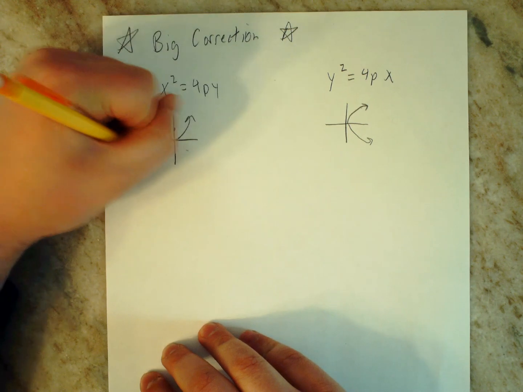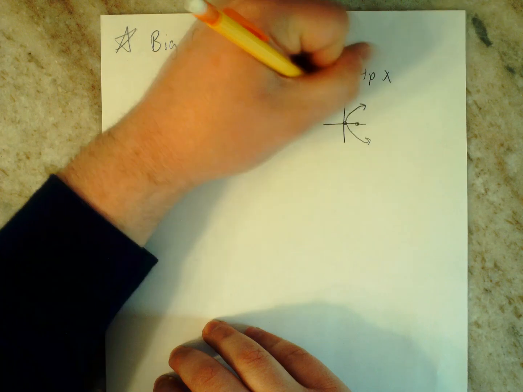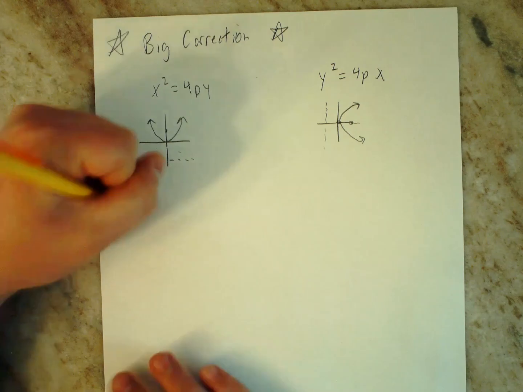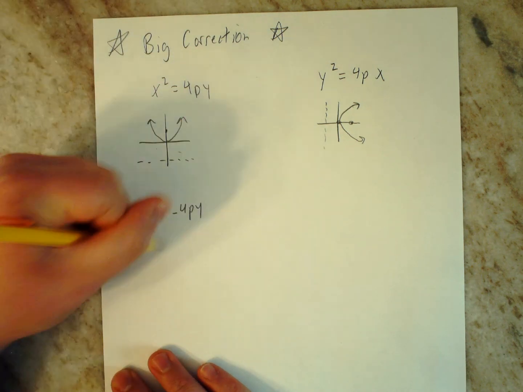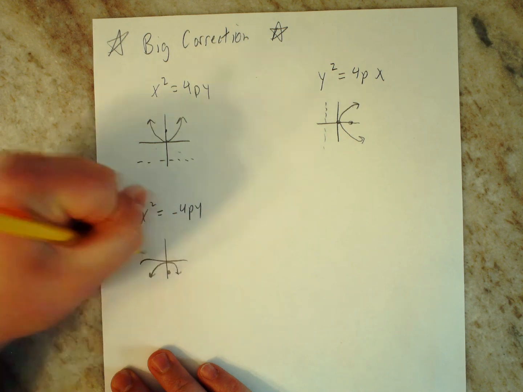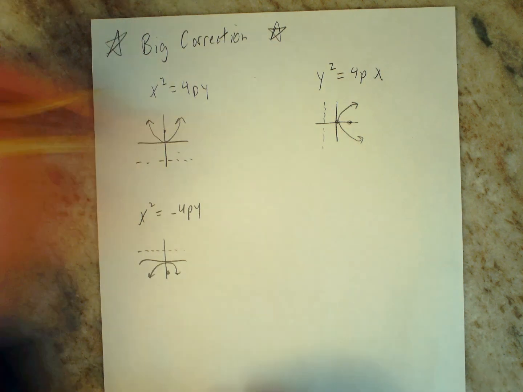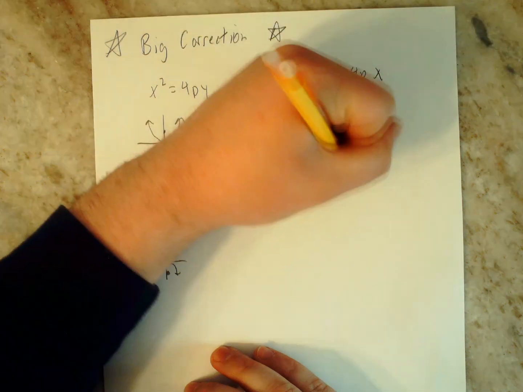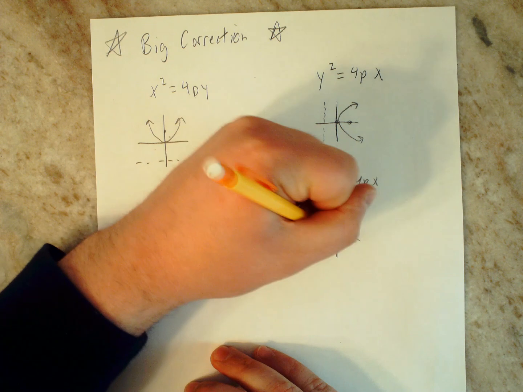So I just want to make that known. Everything you guys did was right, it's just flipped. So if it was x squared equals negative 4py, then it would open down. I had given you guys the opposite yesterday. So again, I apologize. y squared equals negative 4px, this one would open left.